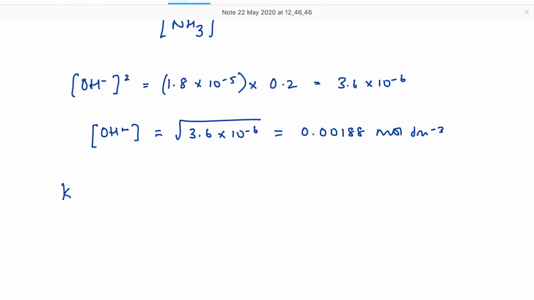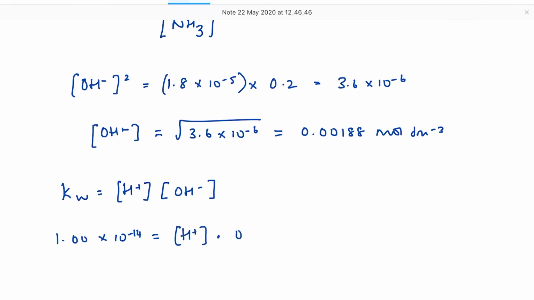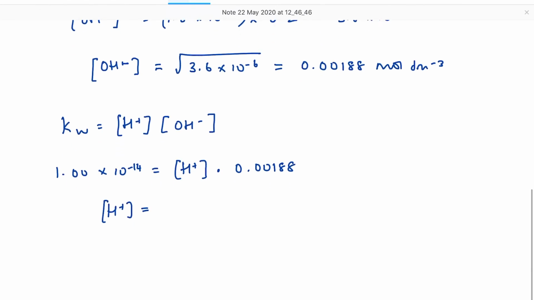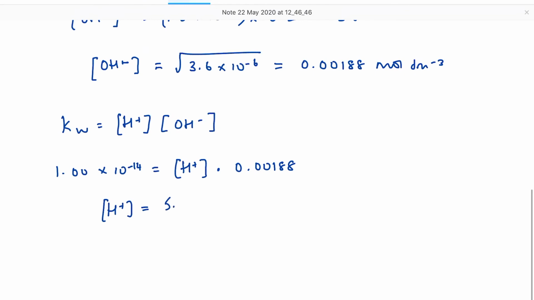So I know that Kw equals H+ times OH-. So that's 1.00 times 10 to the minus 14 equals the hydrogen ion concentration multiplied by 0.00188. That gives me, when I rearrange it, a hydrogen ion concentration of 5.32 times 10 to the minus 12.